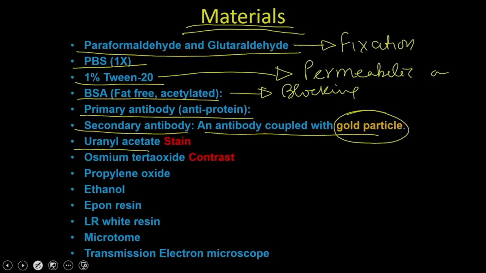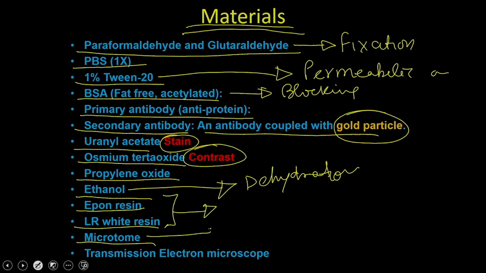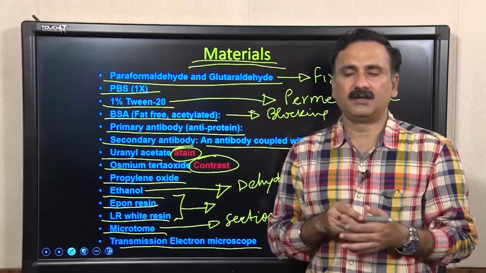You require uranyl acetate, which is going to be a stain. Then you require osmium tetroxide, which is going to be a contrast reagent. Then you require propylene oxide and ethanol, which are for the dehydration step. Then you require different types of resins like Epon resins or LR White resins, and that is for the embedding. Then you require the microtome, which is for cutting the sections, and a transmission electron microscope, so that you will be able to illuminate the objects and observe them in the transmission electron microscope.